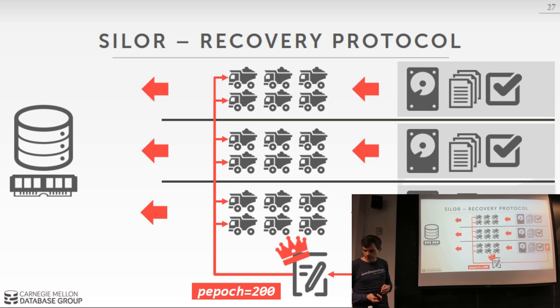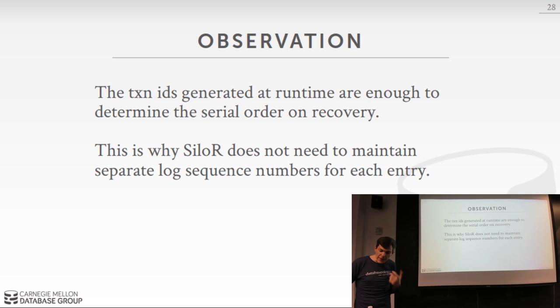Okay. So any questions about Silo R at a high level? Again, I like this paper because it goes into great detail describing all the different parts and how they fit together. And it also fits in nicely with the concurrency control scheme that we talked about before. This notion of epochs getting written out to the log is the same epochs we saw in the concurrency control scheme paper.